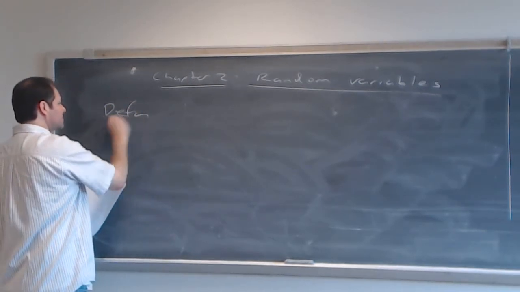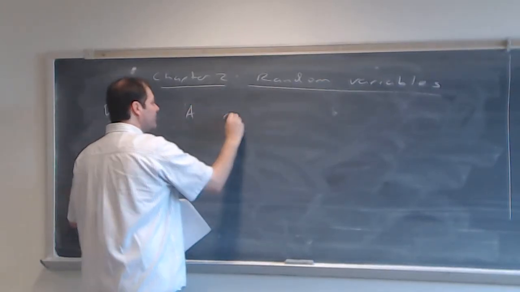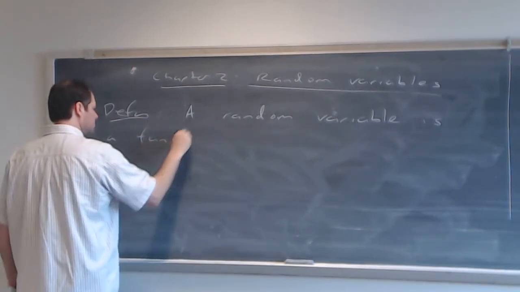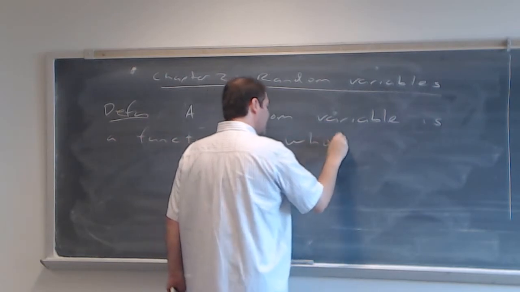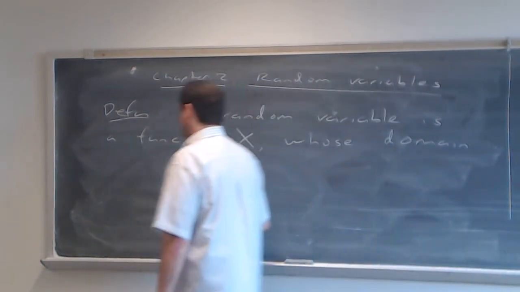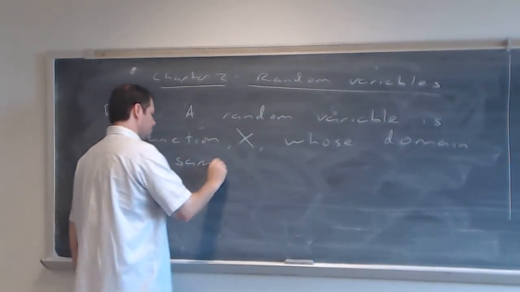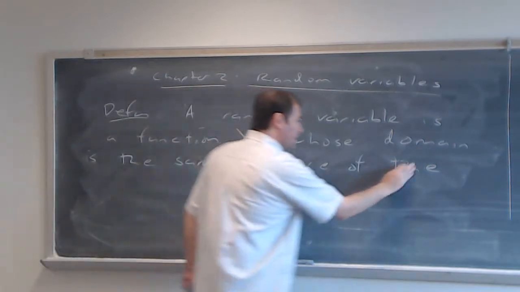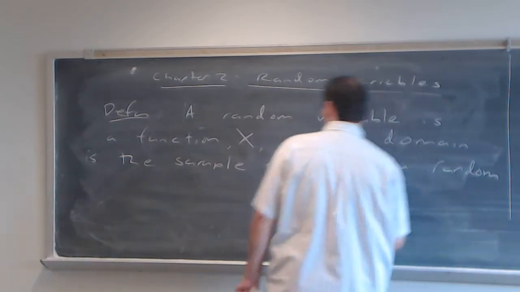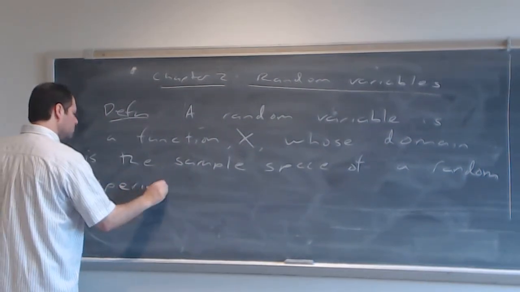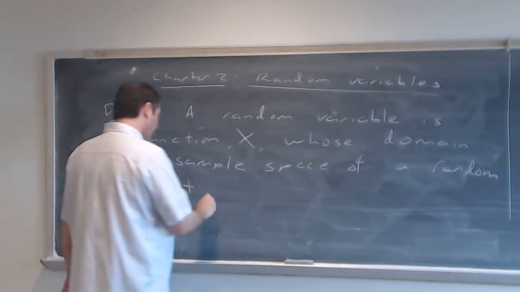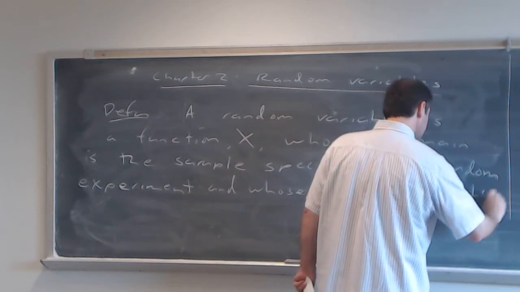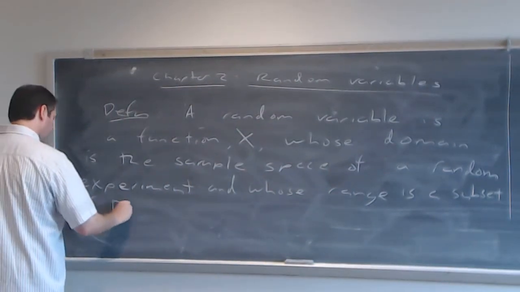So first of all, let's give a definition of what it means to be a random variable. A random variable is a function X whose domain is the sample space of a random experiment, and whose range is a subset of the real numbers.